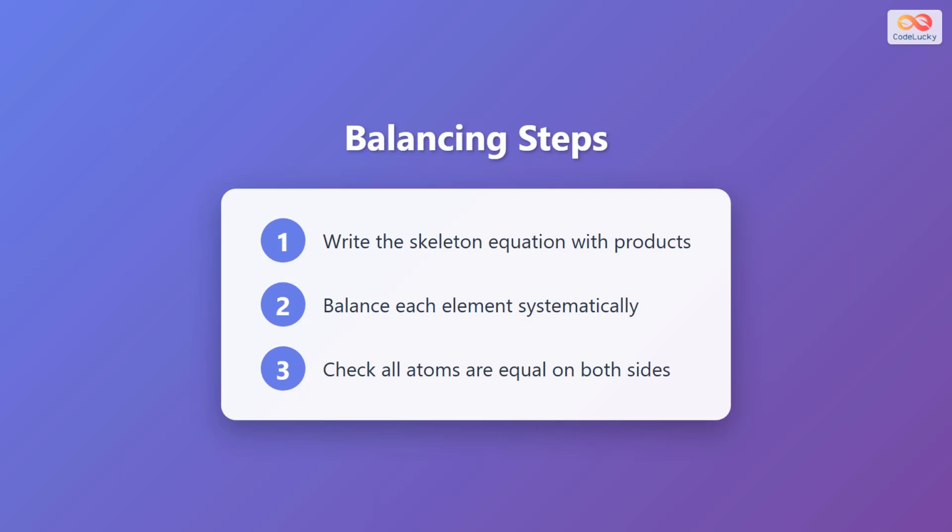Balancing double replacement equations involves three systematic steps. First, write the skeleton equation with the correct products by swapping the ions. Second, balance each element one at a time, adjusting coefficients as needed. Third, double-check that all atoms are equal on both sides of the equation. Remember, you can only change coefficients, never the subscripts within chemical formulas. Take your time with each step to ensure accuracy.